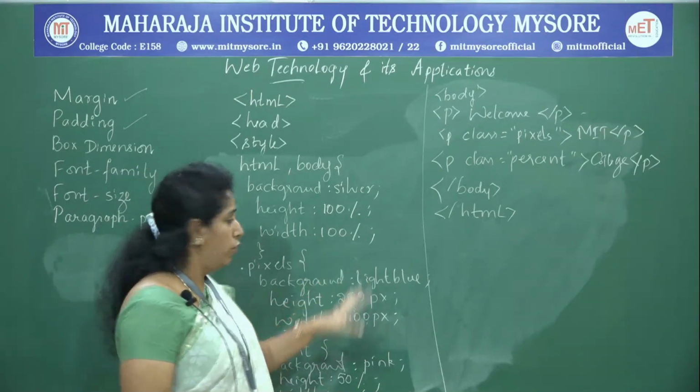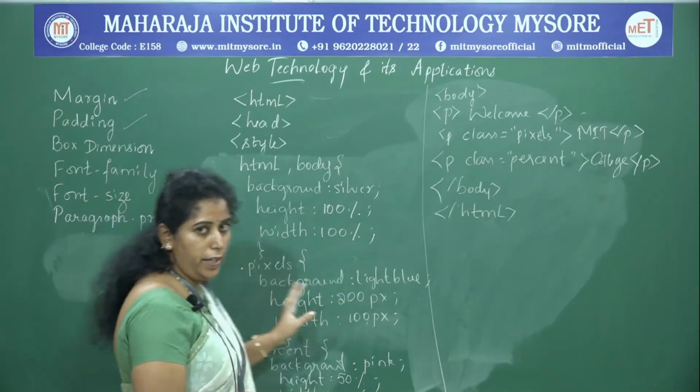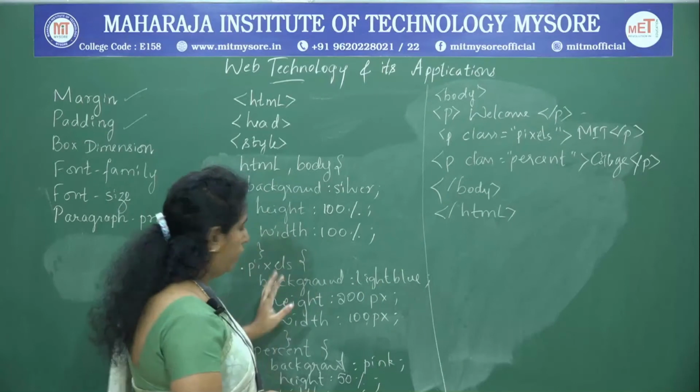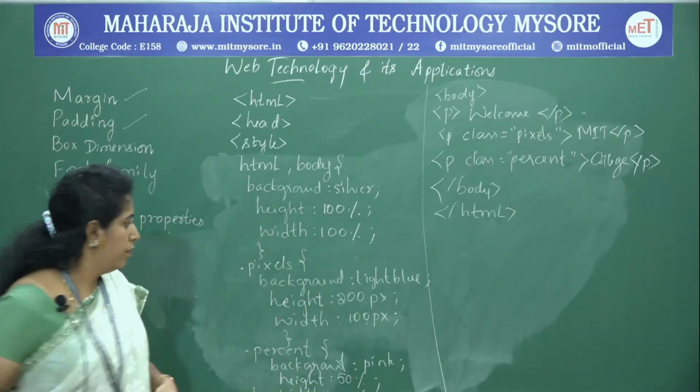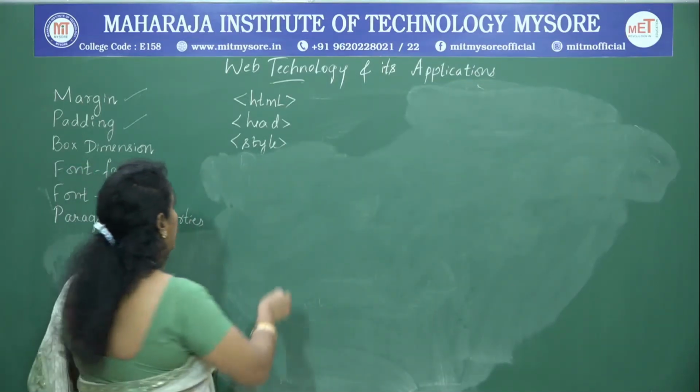So this is all about box dimensions. Okay. So next we will move to CSS text styling.